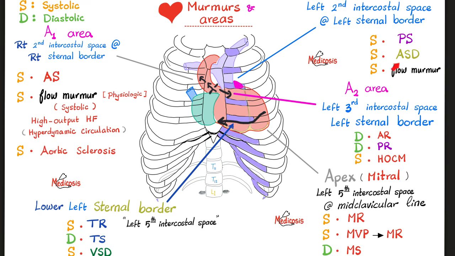Where do we hear the murmur of atrial septal defect then? It has to be at a higher level compared to the VSD, and this higher level is in the pulmonic area or the left second intercostal space. How about the murmur of patent ductus arteriosus? It's here. It's infraclavicular, below the left clavicle.